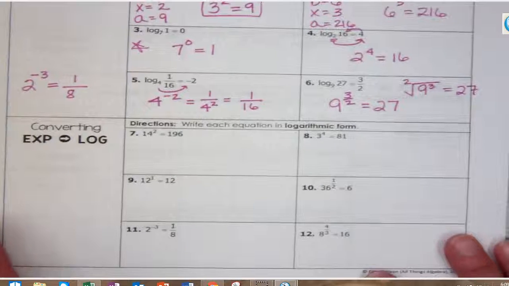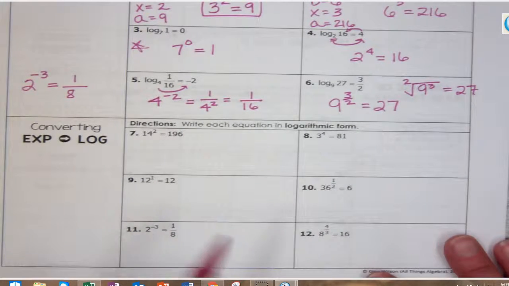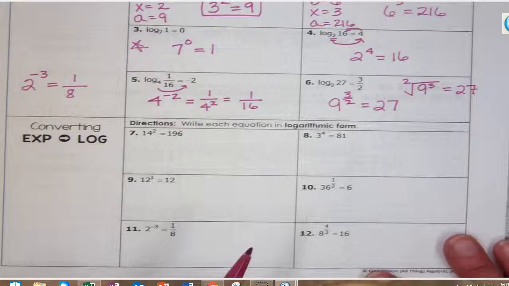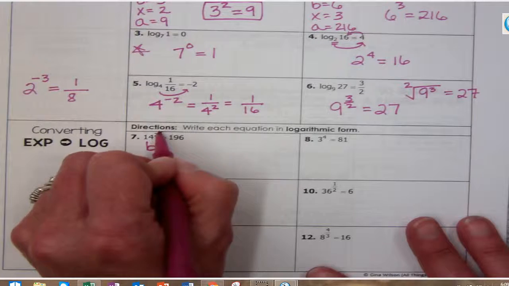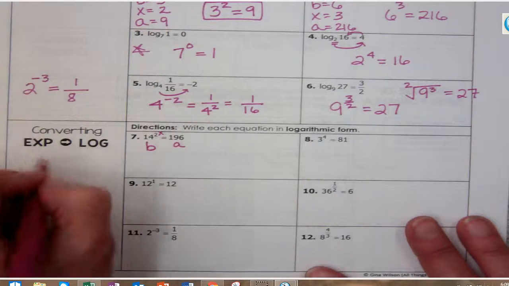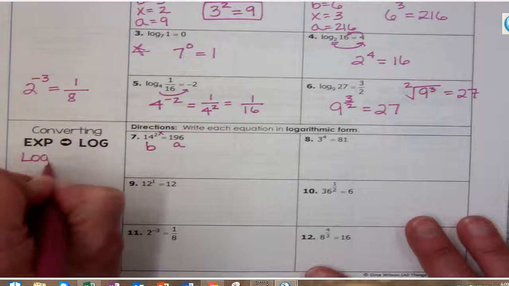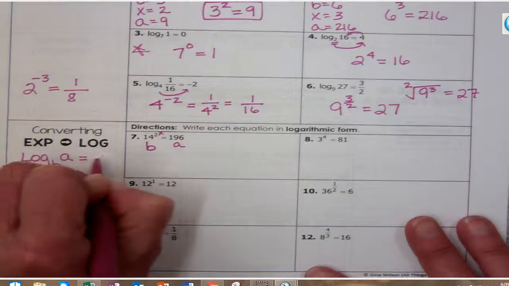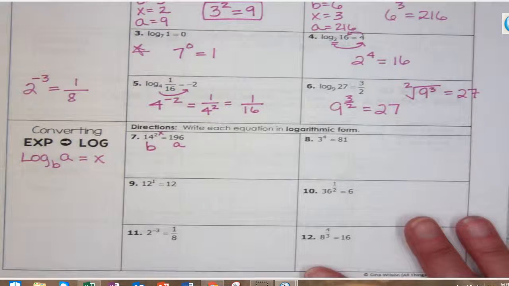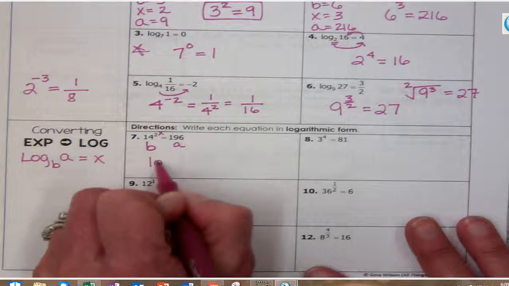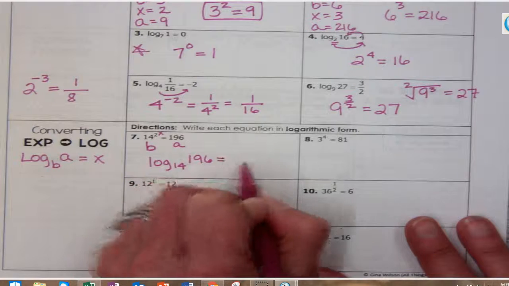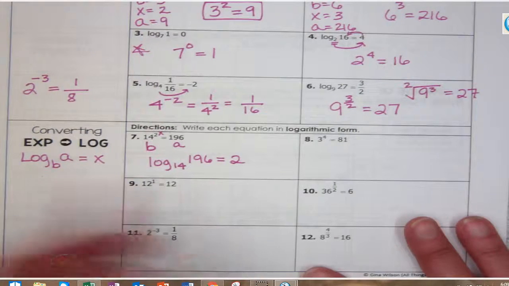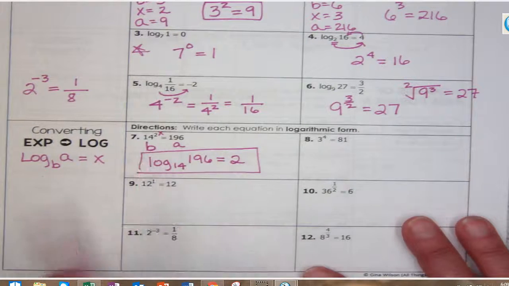Alright, now if we were going to take these exponential forms and move them into log forms, we basically just do the reverse. So we've got, this is our b, this is the x, and this is the a. But we want to change it into log with your b here, your a there, and that's going to equal your x. So log base 14 of 196 is going to equal 2. And that's how you would write your logarithm for that exponential equation.